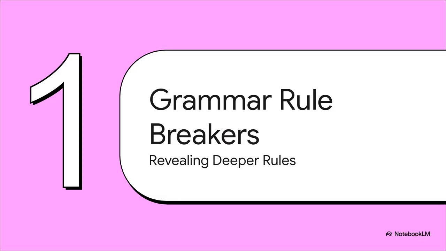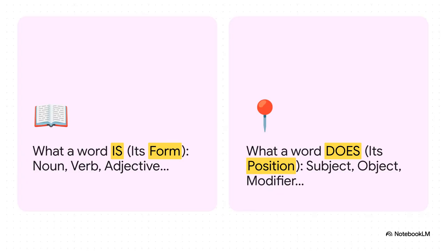Well, here's the thing. These sentences aren't actually breaking the rules. Not at all. In fact, they're revealing a much deeper, cooler rule. They show us that English has this underlying system that's less about what a word is and much more about what a word does. And that brings us to the main event. We usually get so hung up on a word's form. Is it a noun, an adjective, a verb? But English grammar is really all about a word's position, its job in the sentence.